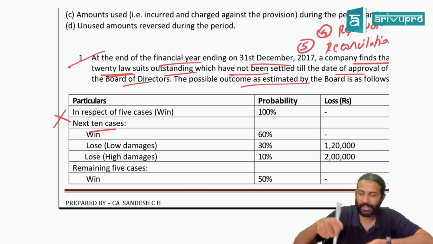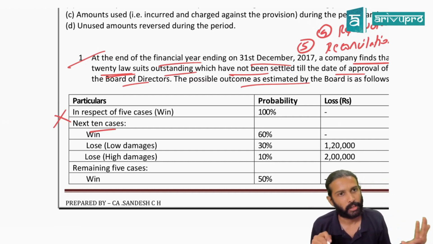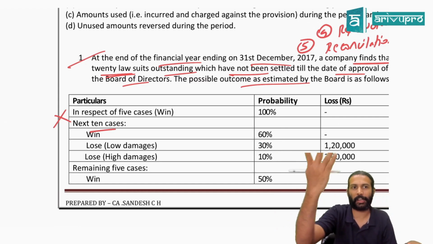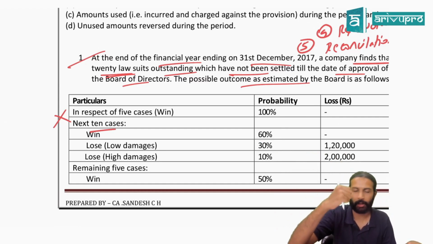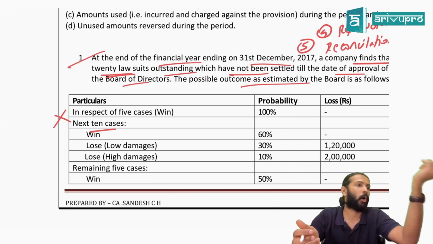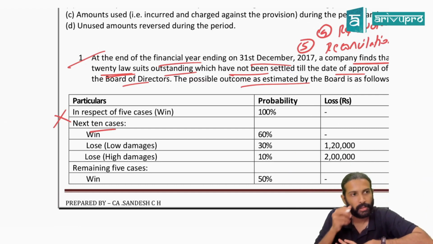They're asking you in this case study, how much contingent liability will you disclose? Or how much provision will you make? Since the win percentage is 60, loss percentage is only 40. That means since the loss percentage is only 40, it is not probable. It is possible. Probable means more than 50%. Here loss percentage is only 40. That means it is possible.